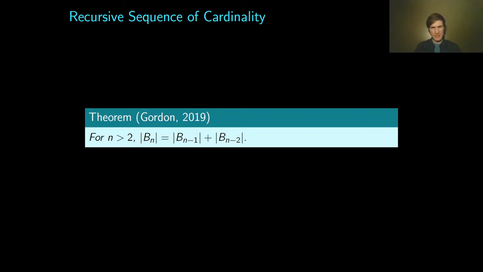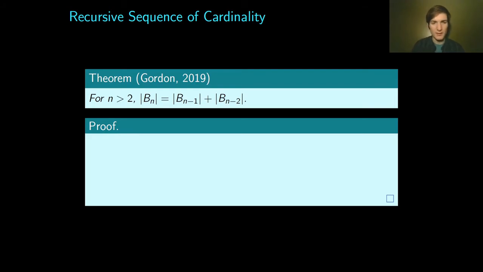The very interesting thing that we found and that the original problem focused on was this recurrence in the cardinality. If we take n greater than 2, we can actually prove that the cardinality of B_n equals the cardinality of B_{n-1} plus the cardinality of B_{n-2}. Let's walk through this proof together. These ideas are vitally important for what we eventually show.